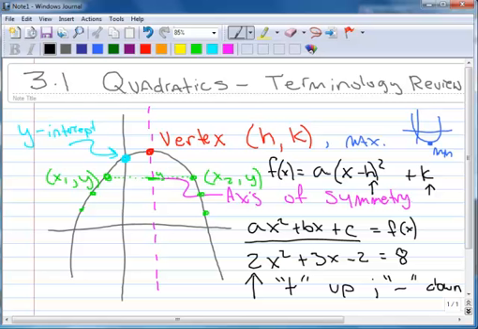So this concludes our review lesson on terminology. We'll pick up with the next lesson on vertex form.